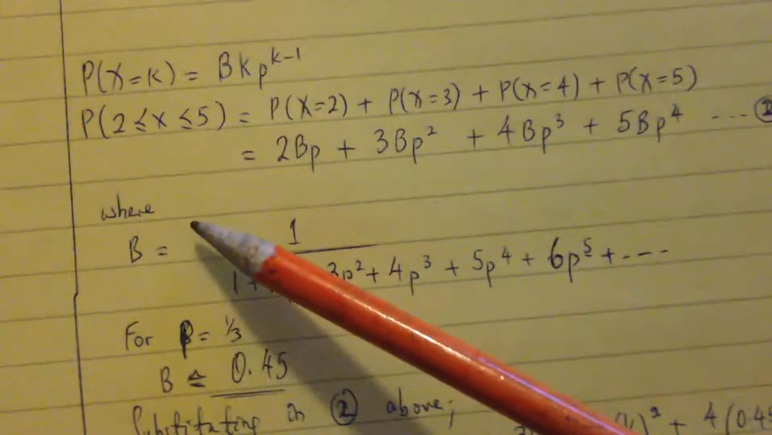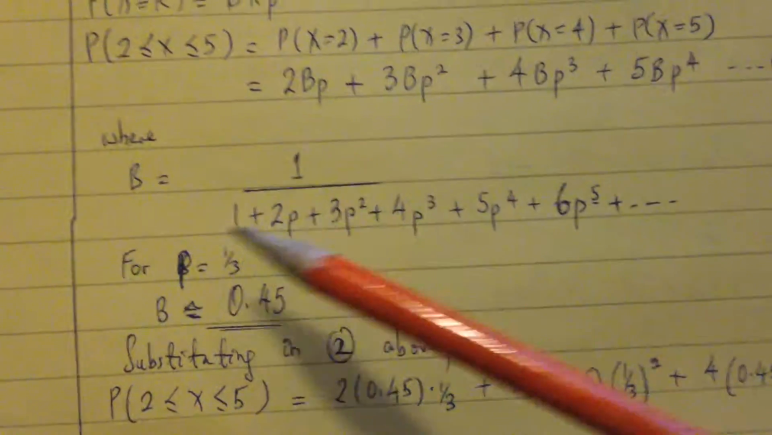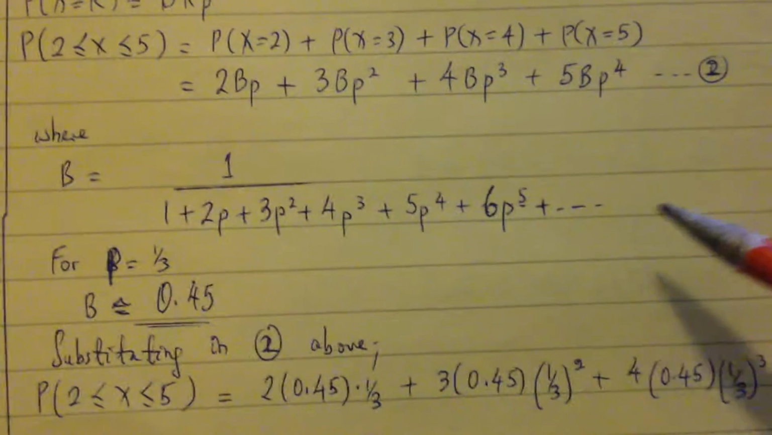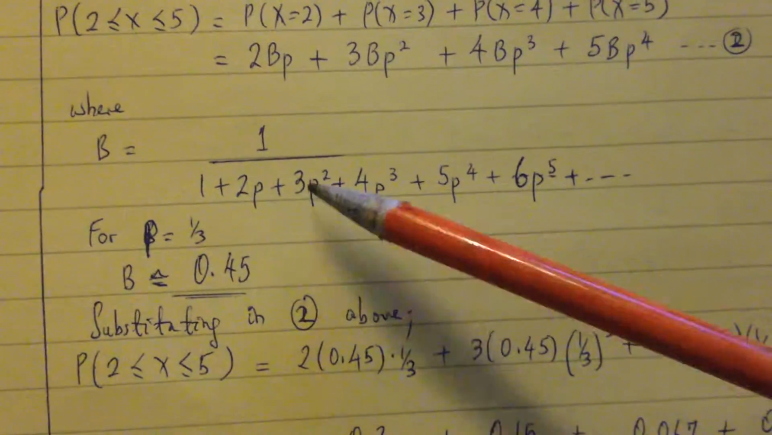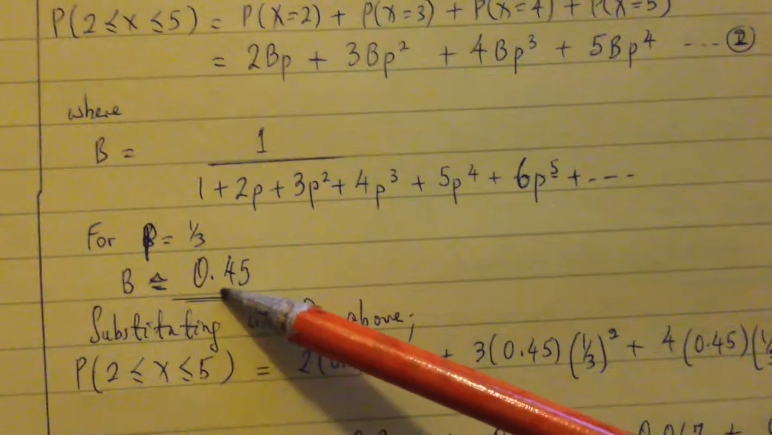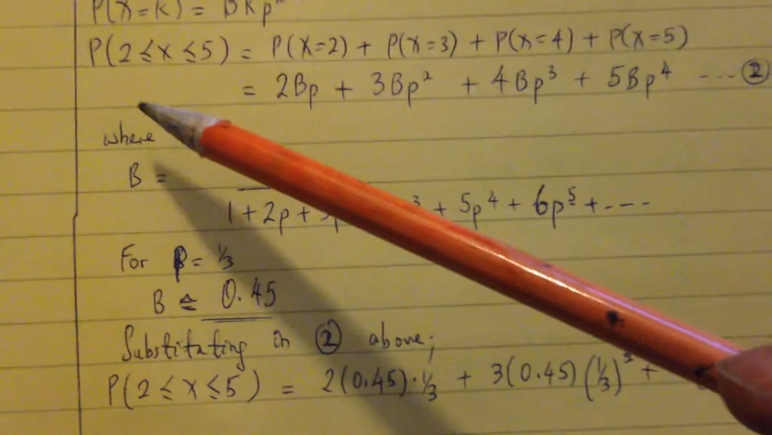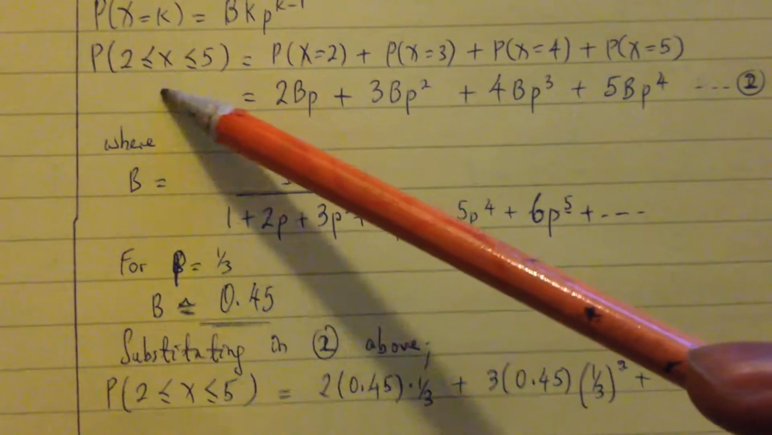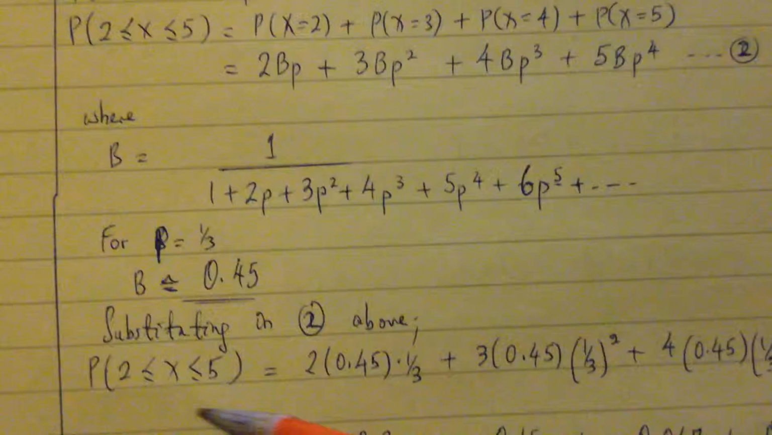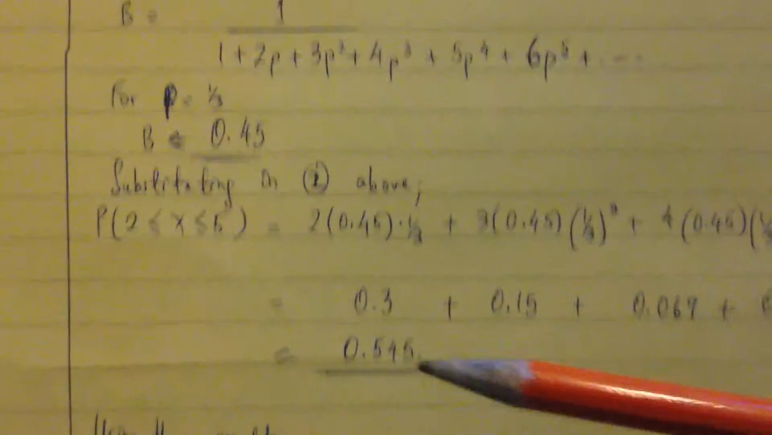And we also know from part A above that b is given by this function, and for p is equal to a third, substitute for p, and we get b is approximately 0.45. So therefore, substituting into this equation here, we can find the probability that x is between 2 and 5, which is this, which is about 0.545.